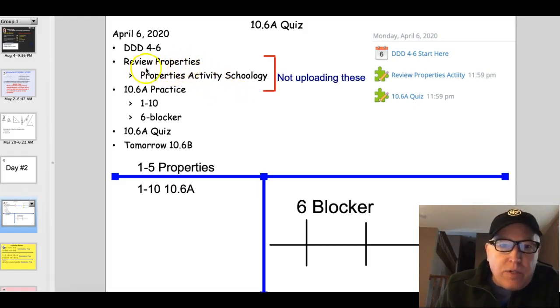Okay, so first of all, let's go ahead and review the properties, and then we'll review 10.6a. Got a couple things to practice on there, and we'll take the quiz. Let's get rolling.